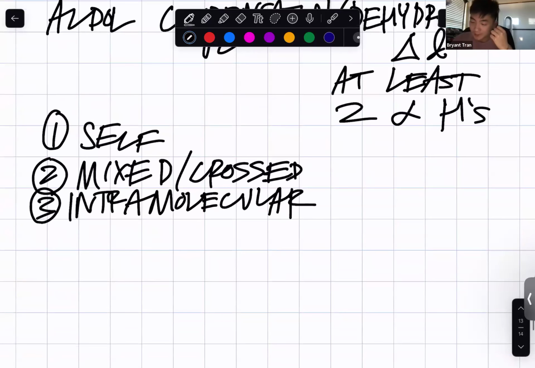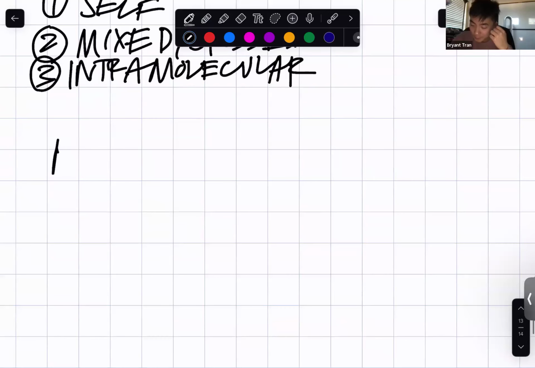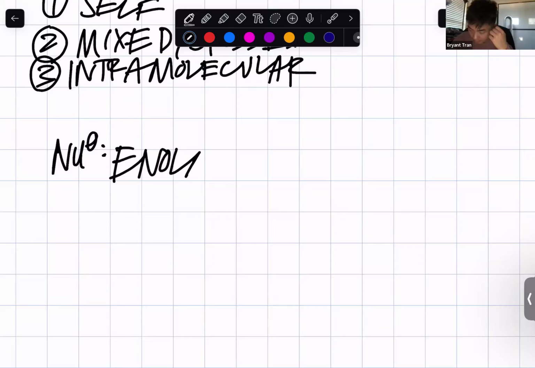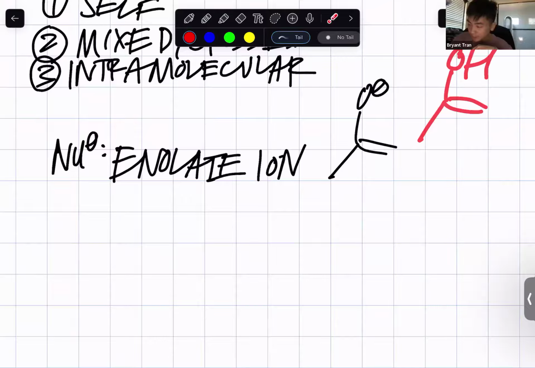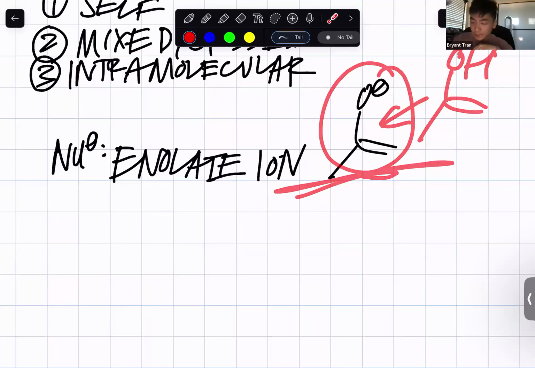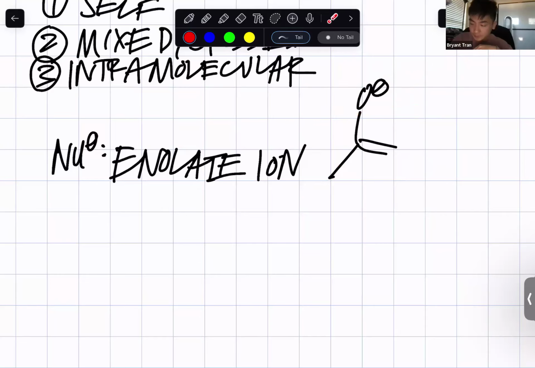Well, before we talk about that, all of this here will follow these rules. The nucleophile for aldol is going to be an enolate ion, which will look something like this, where we have a deprotonated enol. You know how an enol is an alkene next to an alcohol like that? When you deprotonate this enol, you get something called an enolate ion, where you have a negative charge on the oxygen like that. But this negatively charged oxygen here is not the nucleophile.